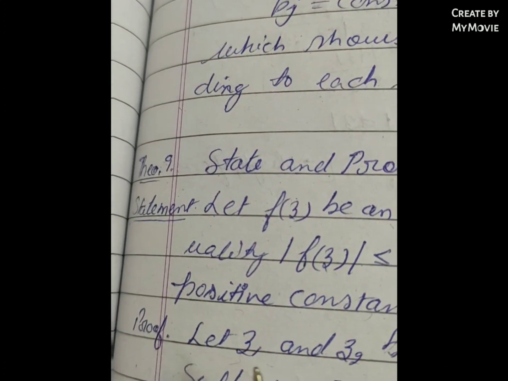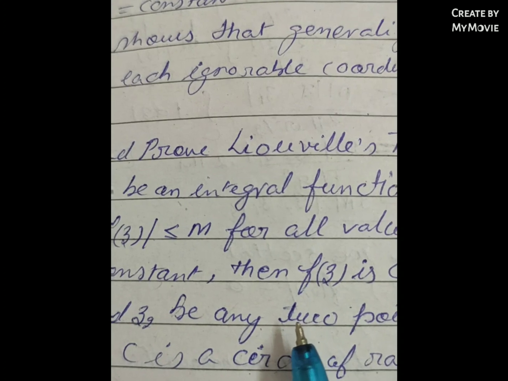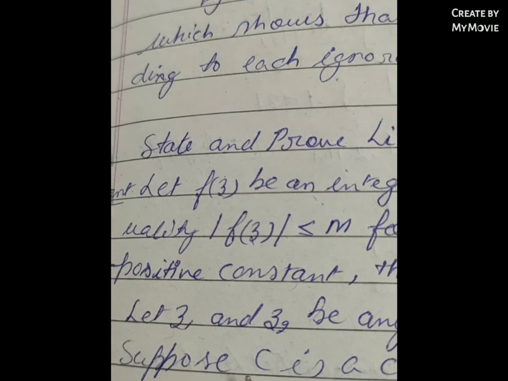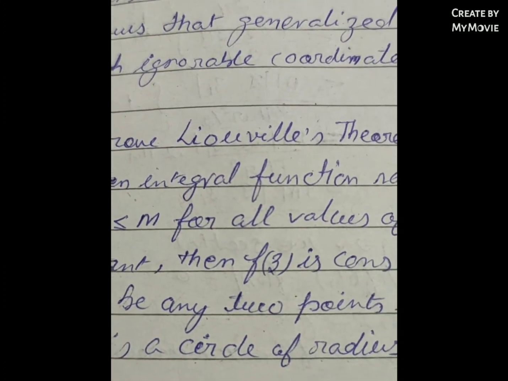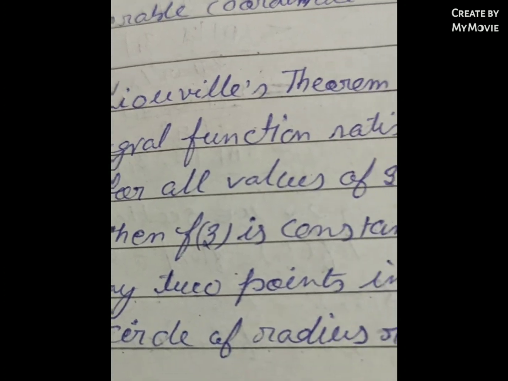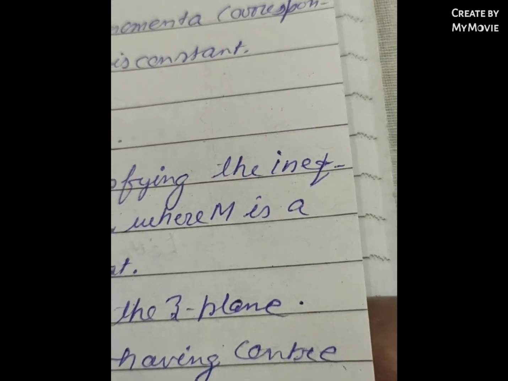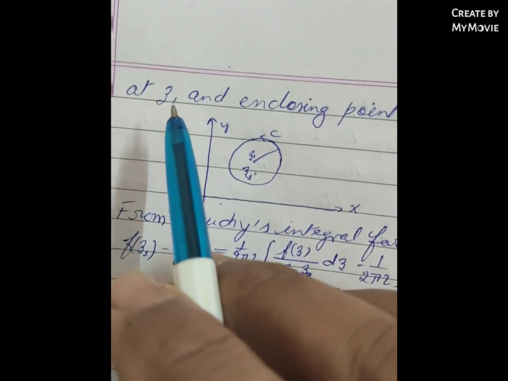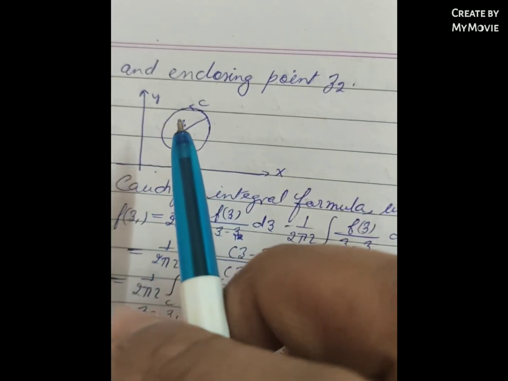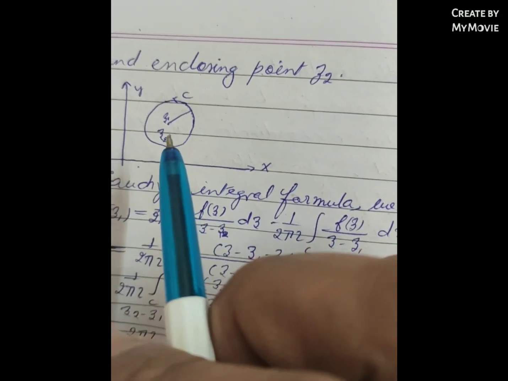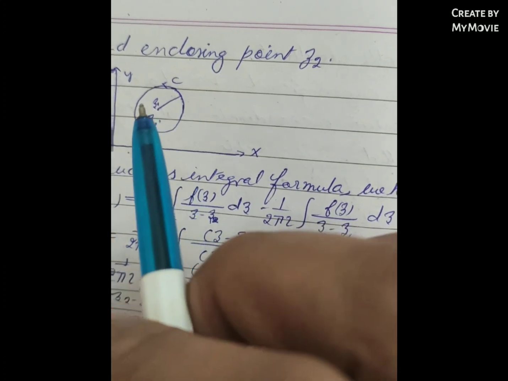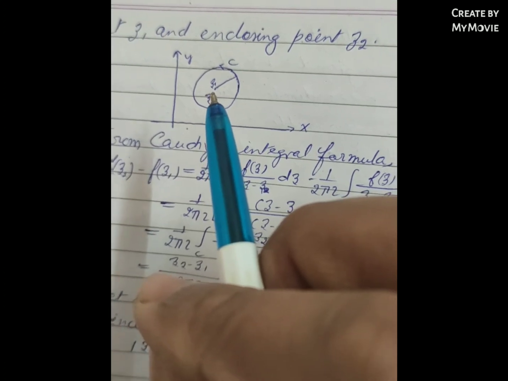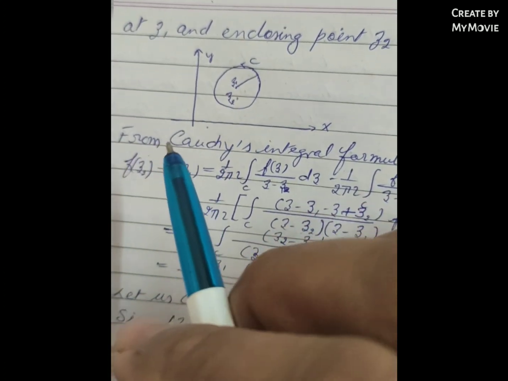Proof: let z1 and z2 be any two points in the z plane. Suppose that C is a circle of radius r having center at z1 and enclosing point z2. This is point z1, and there is a circle enclosing z2, with z1 at the center of this circle.